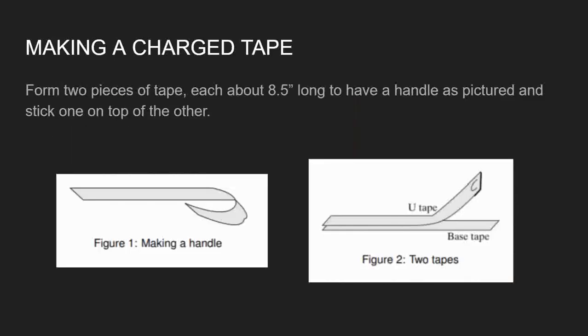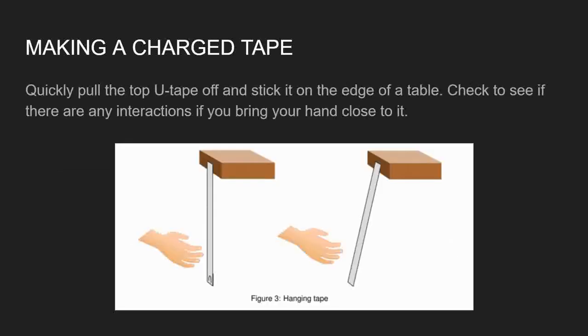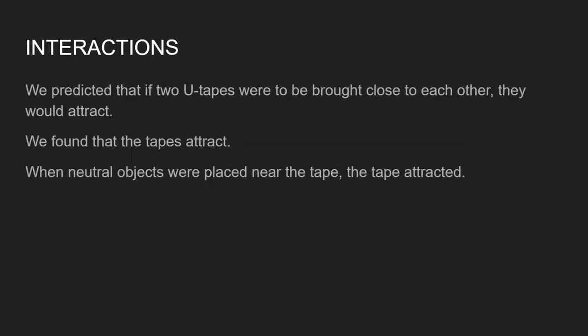The materials are listed. In order to form a charged tape, we'll form two pieces of tape to have a handle as pictured and put one sticky side down on top of the other. We're going to quickly pull the top U-tape off and stick it onto the edge of a table. If we bring our hand close and see any interactions, we can tell if it is charged or not.